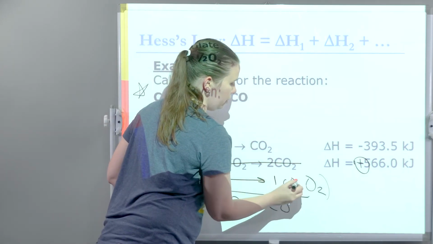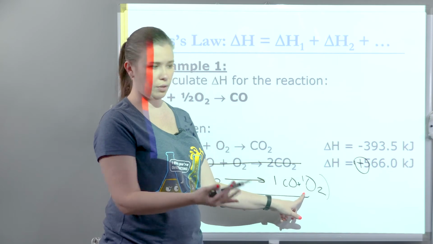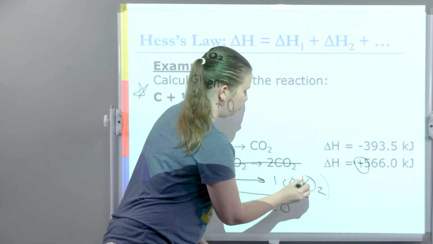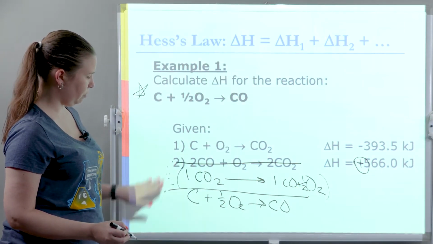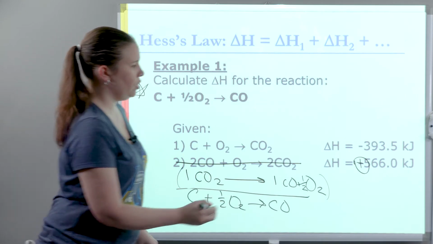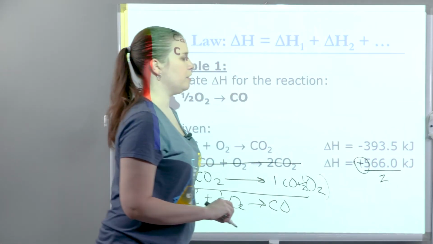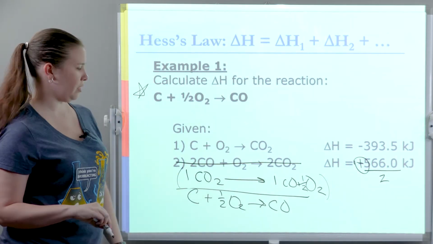Now here's the tricky part. The coefficient of oxygen was actually 1, which we didn't write. We just understand that it's 1, right? So what if we cut 1 in half? Well, then you get a half. So that's going to take care of multiplying by a half or dividing by 2. So that means I also need to do that to my enthalpy. 566 divided by 2. A positive 566 divided by 2.